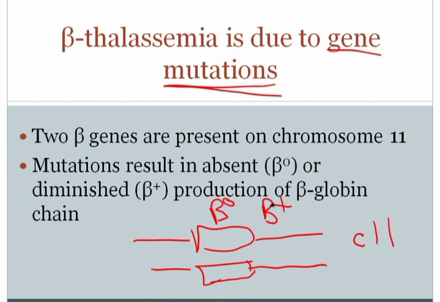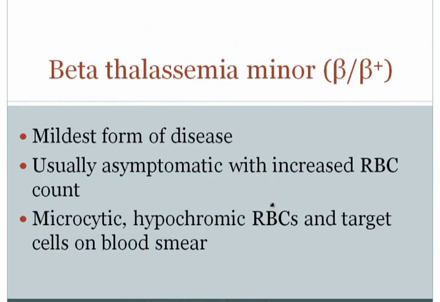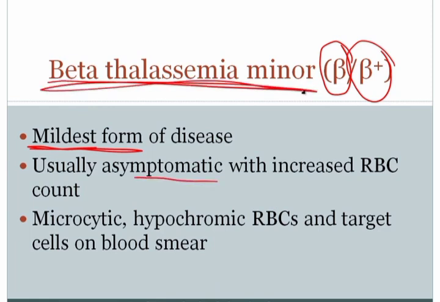What we're going to do is just focus on the extremes. So one extreme, the least severe, the mildest form of disease, would be to have 1 normal beta and 1 beta plus where there was a slight decrease in the production of beta. This is called beta thalassemia minor. It's usually asymptomatic, and the patients may have an increased red blood cell count.